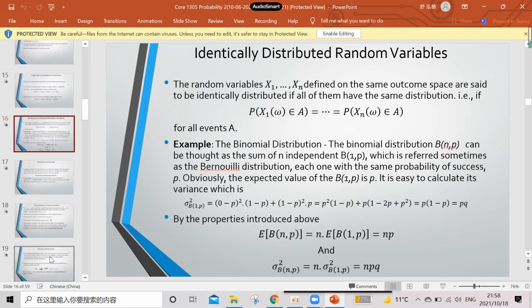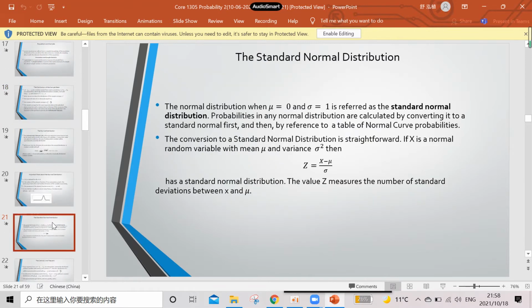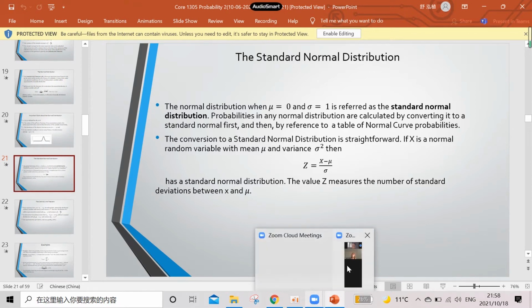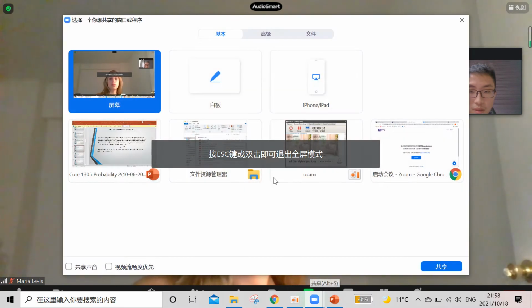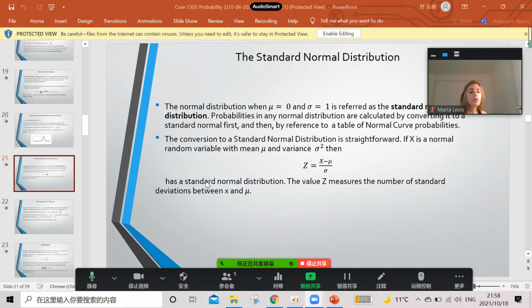Getting it. Oh, here it is. Okay, can you see this slide?